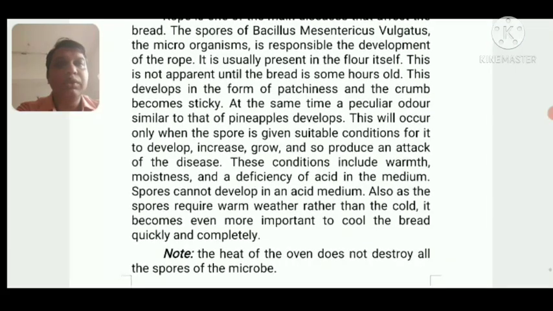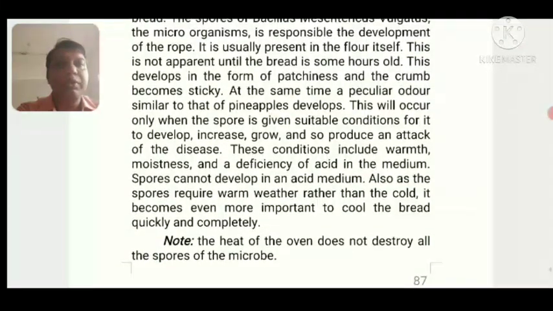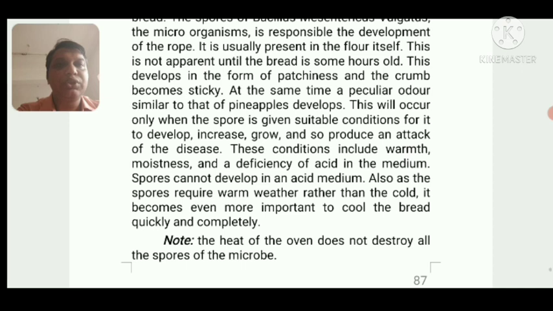This will occur only when the spores are given suitable conditions to develop, increase, grow, and so produce an attack of the disease. The conditions include warmth, moisture, and a deficiency of acid in the medium. Spores cannot develop in an acidic medium. Also, as the spores require warm weather rather than cold weather, it becomes even more important to cool the bread quickly and completely.